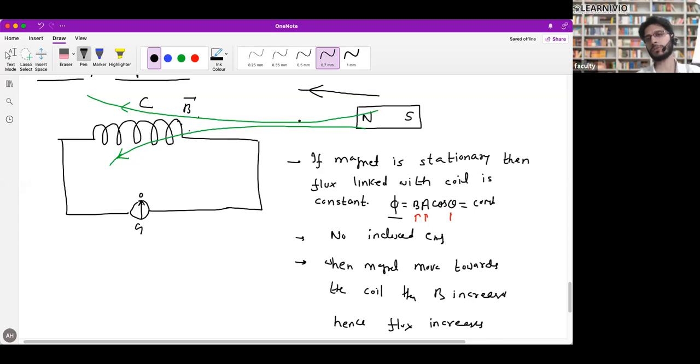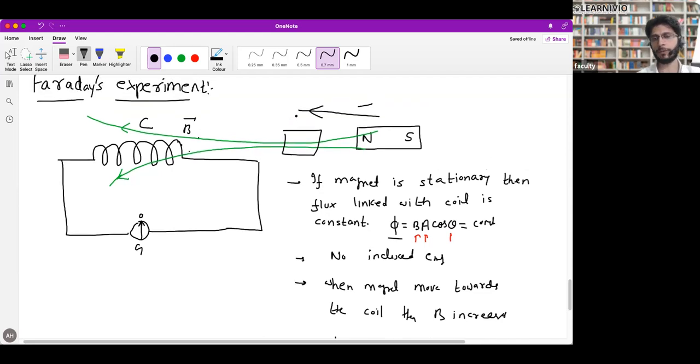Once the flux becomes constant, like you take this magnet and make it stationary, the EMF will be zero again. You will have EMF only if the flux is changing. You move this magnet and then you make it stationary near the coil. Flux is constant, EMF will be zero. EMF will be induced only if the flux is changing. Is it clear, this experiment?